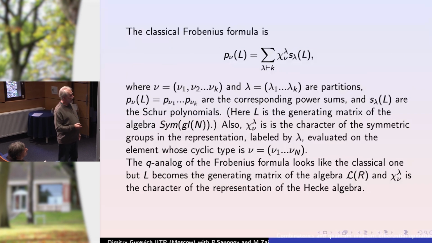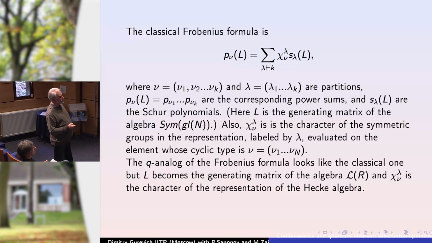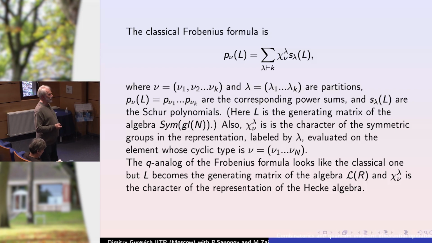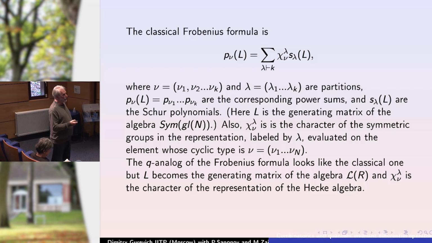Okay, now, what is Frobenius theory in our setting? First, in the classical setting, with this relation, finally, here we put the usual symmetric polynomial power sums, here the usual Schur functions, and the passage from one set to another set. It is just coefficients which are representations of the symmetric group, the representation labeled by lambda, and evaluated on elements of cycle type nu. But in the q situation, in our braided situation, it's similar. But here chi is just the character of the representation of the Hecke algebra.